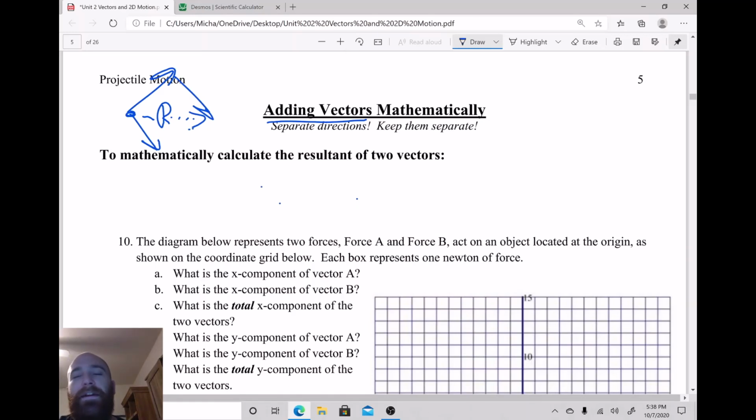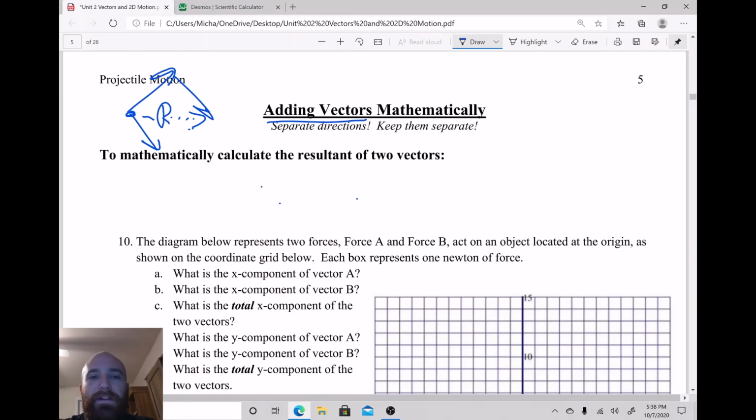So today what we'll look at is how you could actually take those two individual vectors and calculate the resultant. Give it a magnitude and a direction. It's not super complicated, but it is kind of a tedious process. So we'll walk through it, we'll be okay.